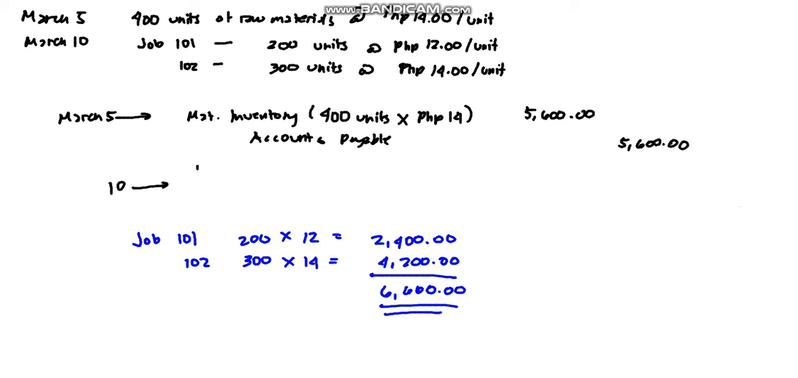So we record that one as work in process of 6,600, and we deduct it from materials inventory of 6,600. So this is like the first in, first out method. Okay, so this is the example for the materials. Okay, so we now go to factory labor.